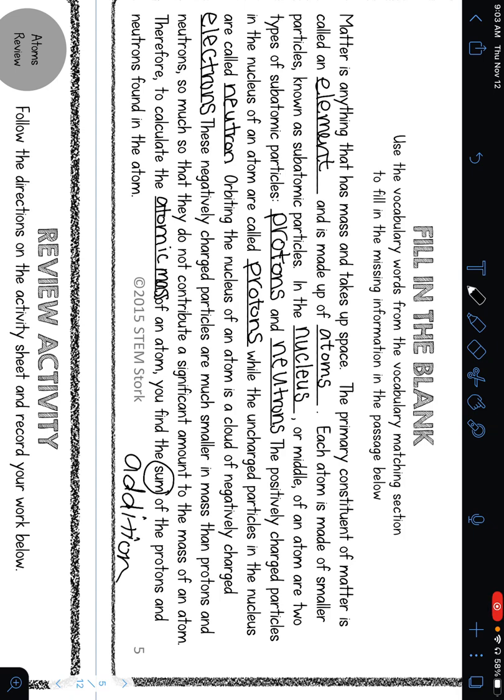Sum is addition. So you add the number of protons and the number of neutrons in the atom to find the atomic mass of an atom. And remember, we talked about really briefly last Friday that each element on the periodic table has a different atomic mass. It has a different number of protons and neutrons in its nucleus, which is what makes each element unique and different.